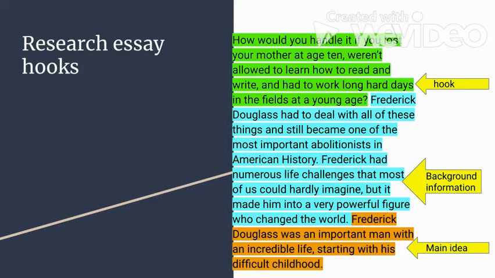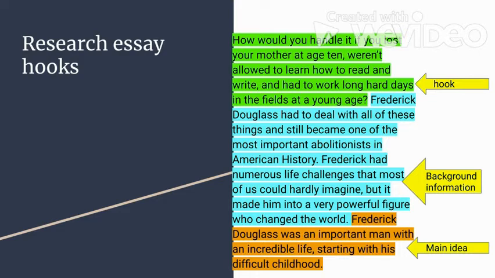So then you as the writer are going to give them a little more information as to what they're going to be reading. So my person was, of course, Frederick Douglass. So now I'm going to give some information about my person. Frederick Douglass had to deal with all of these things and still became one of the most important abolitionists in American history. Frederick had numerous life challenges that most of us could hardly imagine, but it made him into a very powerful figure who changed the world. So that's my background information. Am I giving a lot of information? No, just two little sentences.